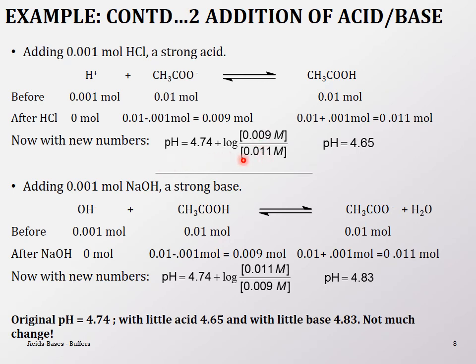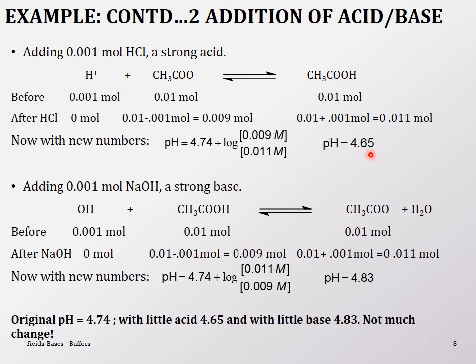With the new numbers, your pH is 4.74 plus the log of 0.009 over 0.011. And the M over here, you can use that as moles also, because essentially what you're doing is a ratio calculation. So whether you take molar or moles, your ratio is still going to be the same. Okay, and so once you do this calculation, the pH turns out to be 4.65.